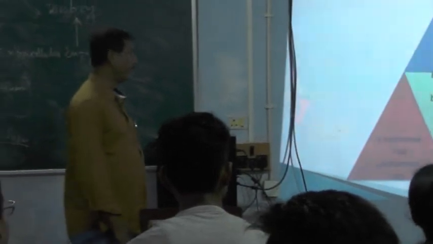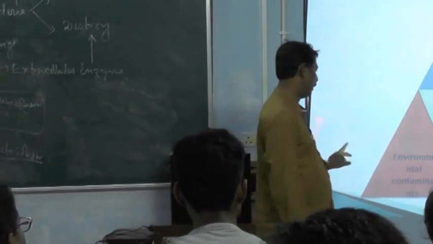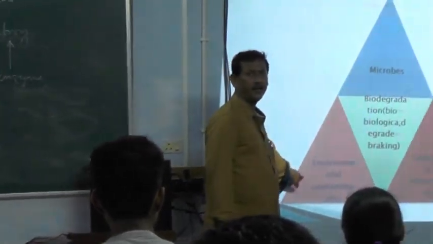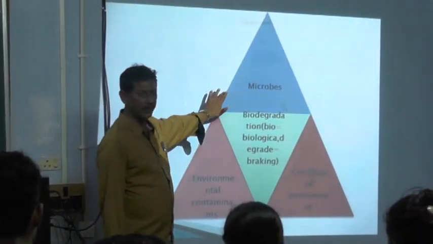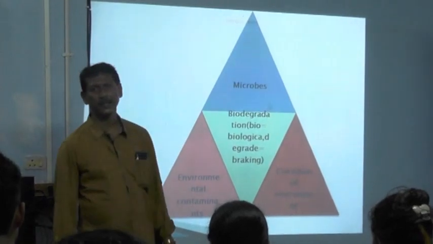So in biodegradation, three things are included. First, the environmental contaminant which has to be degraded. The microbe is essential, and the third thing is the condition of the environment.